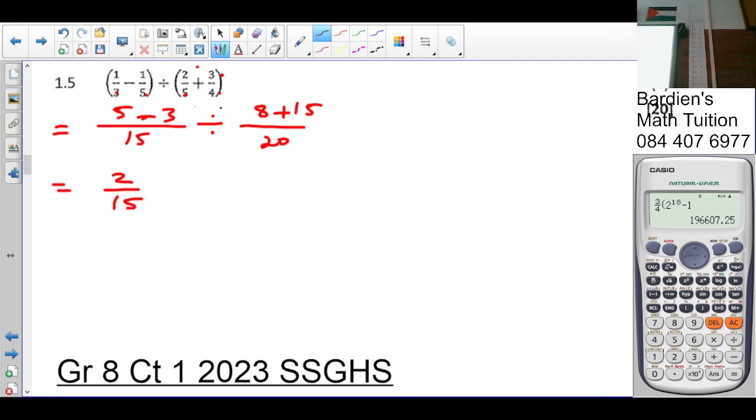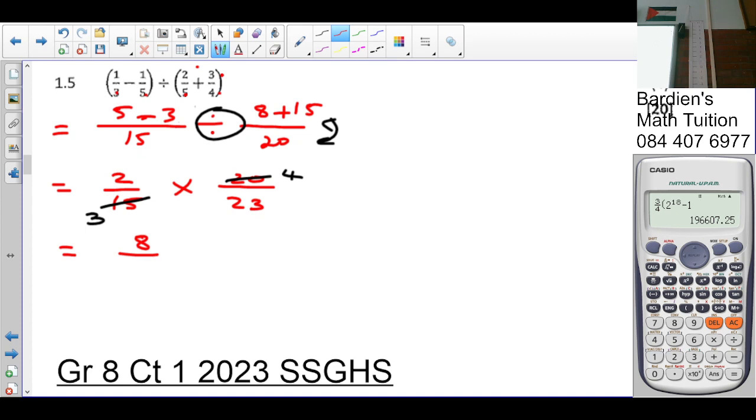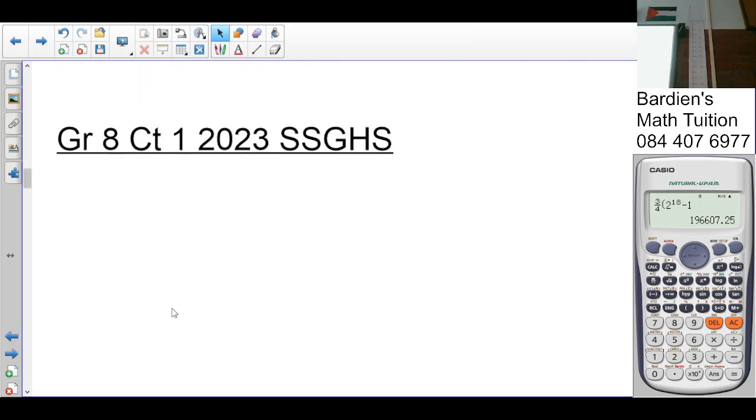I'll change this to multiplication and tumble and times. So it's multiplied by 20 over 8 plus 15 is 23. So 5 goes into 15 thrice, 5 goes into 20 4 times. Anything else can cancel? No. 4 times 2 is 8 over 3 times 23 is 69. Is that correct? Okay. Please let me know if I'm making a mistake. No?